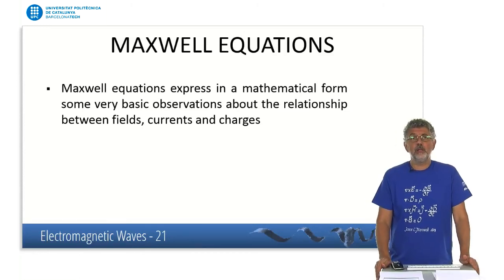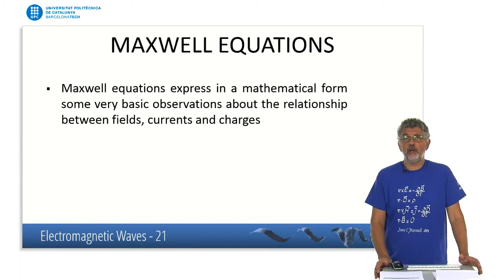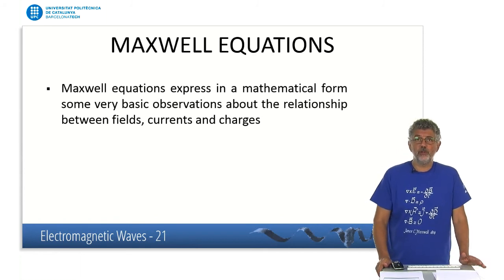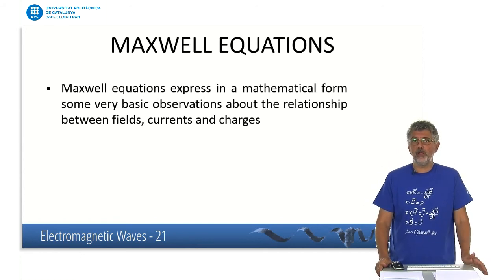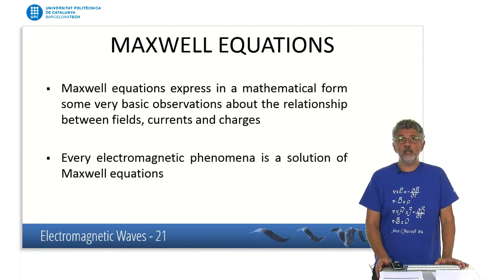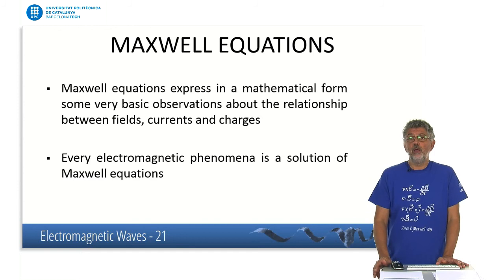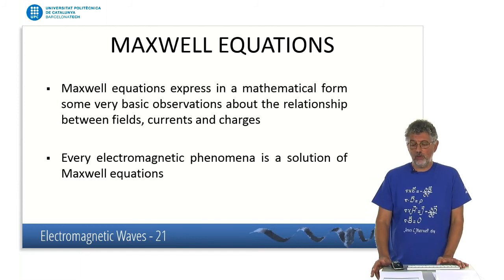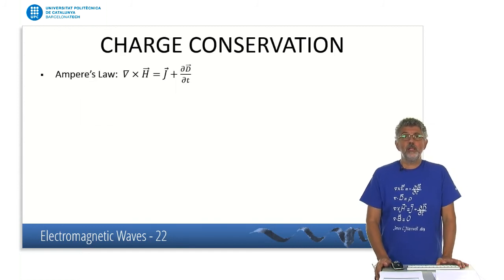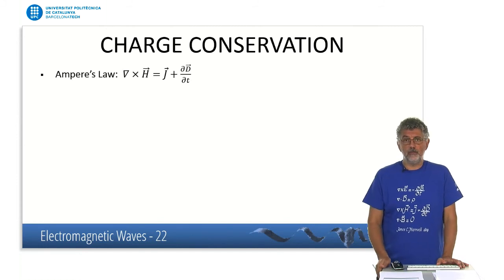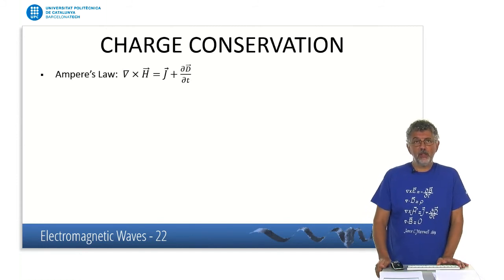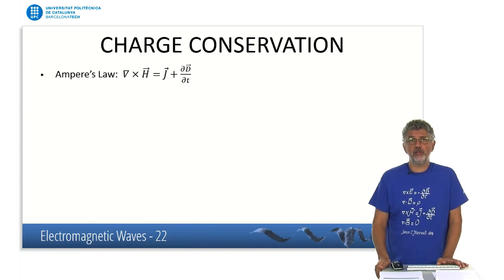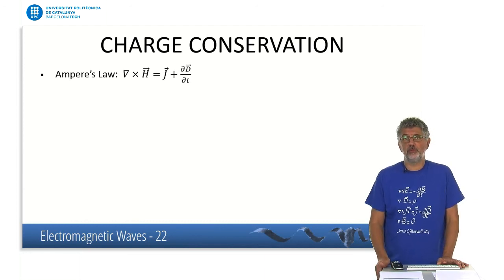So we have just seen that Maxwell equations actually express in a mathematical form some very basic observations about the relationship between fields, currents, and charges. Now, what is important is that every electromagnetic phenomenon will always be a solution of Maxwell equations. Let's see a couple of examples that will show us how from Maxwell equations we derive some interesting results. One, for instance, is charge conservation.